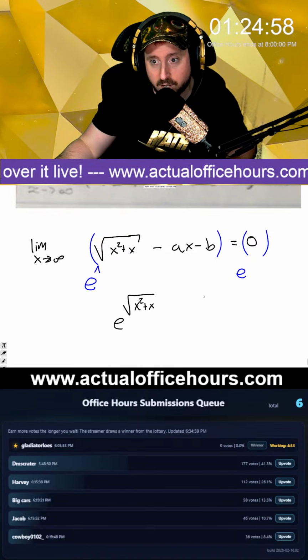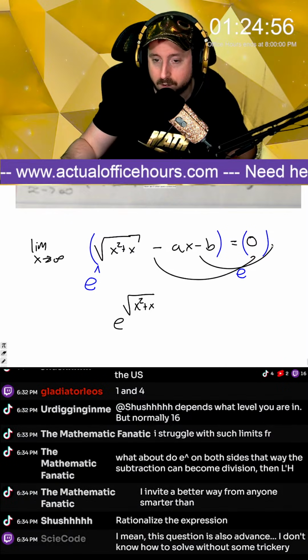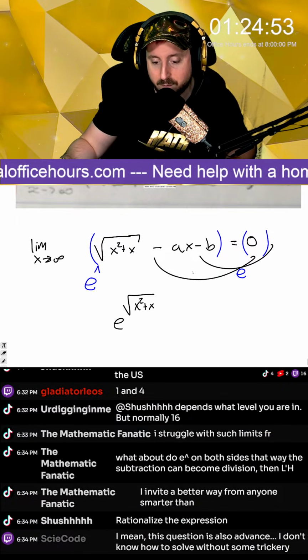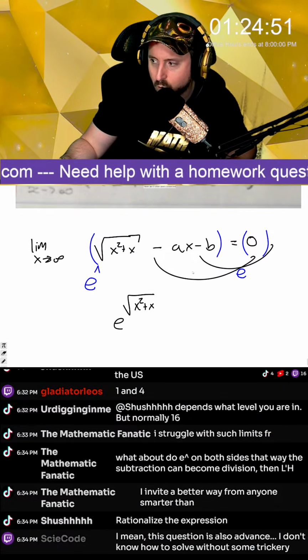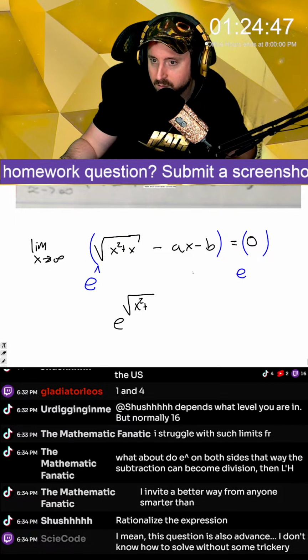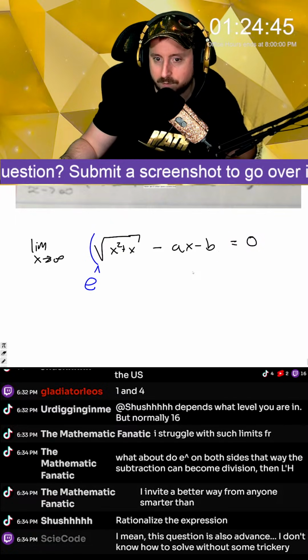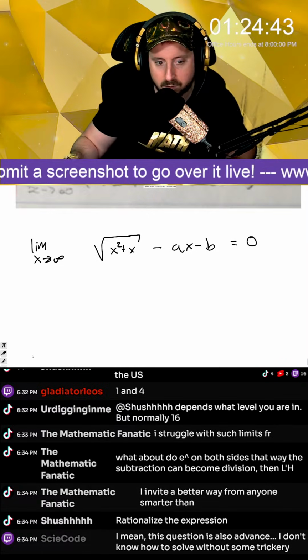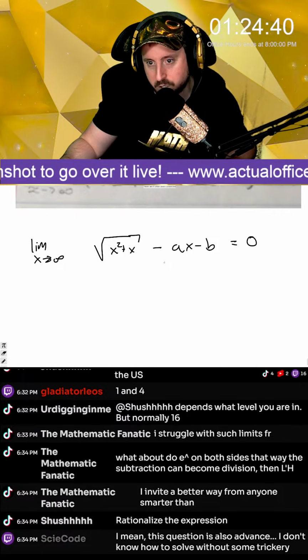Yeah, you could also rationalize it, Shush says. I guess you could move that over and then divide by both sides, and then just have it's equal to 1, right? Is that another way we could do this? Actually, I don't even think we need to do the e to the trick, right? Let's just do it this way. That's a cool thing, Fanatic. I do appreciate it though.